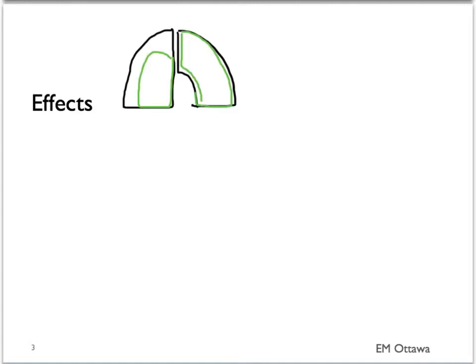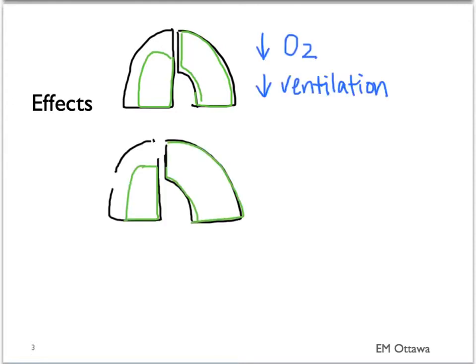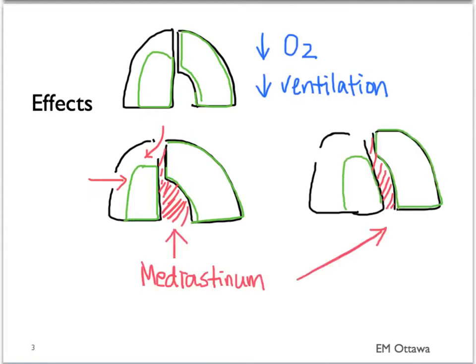What are the effects of a pneumothorax? Depending on the size, it can first impair oxygenation and ventilation. Second, if there is a one-way valve leaking air into the pneumothorax, it can potentially squeeze the mediastinum over to the unaffected side.